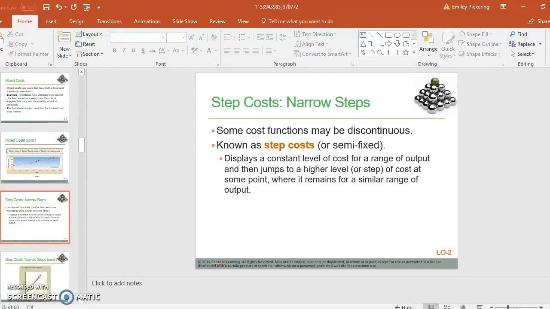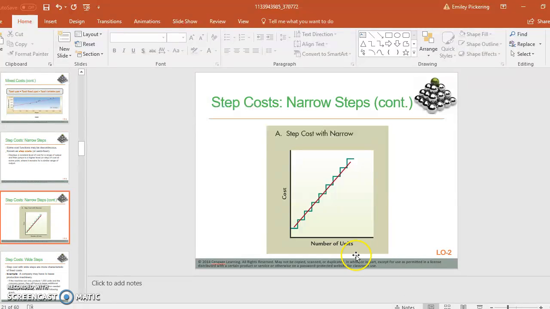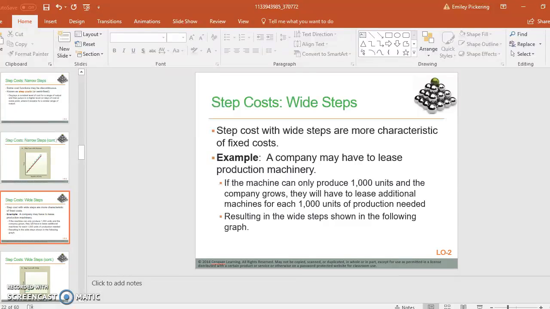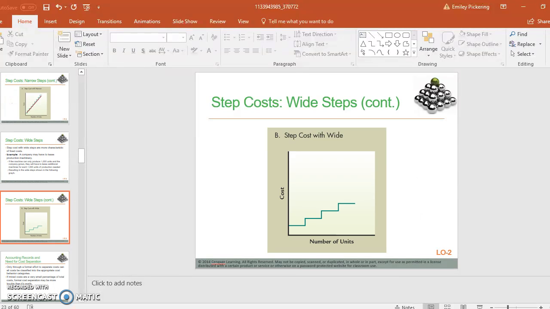Okay, so then we're going to talk about a step cost. So step cost is, let's say, like a supervisor salary. So you hire one supervisor to supervise, and then it doesn't directly go up as production goes up, but once you reach a certain level, then you completely jump to another cost, as you have to hire another supervisor. So that looks like this. And then you have the wide step, and that looks like that.